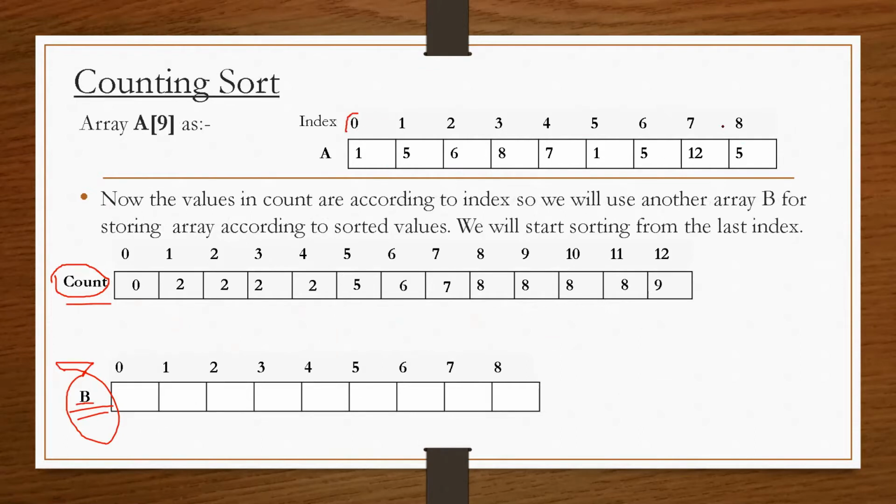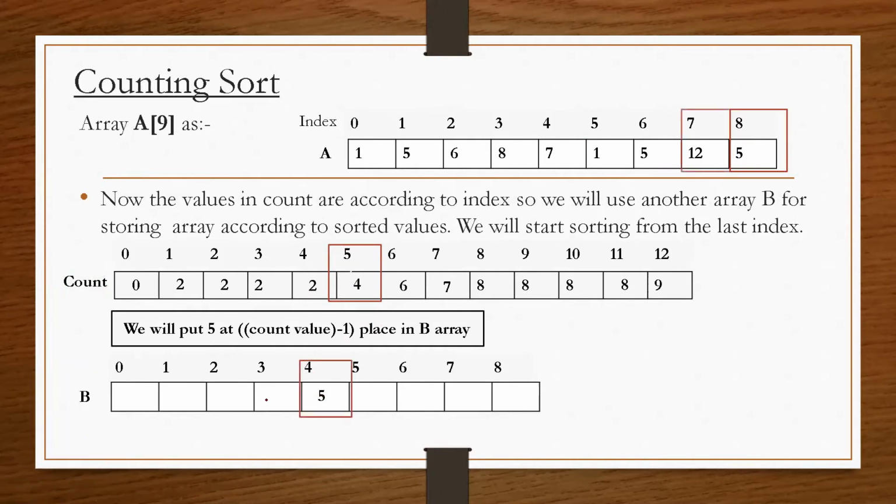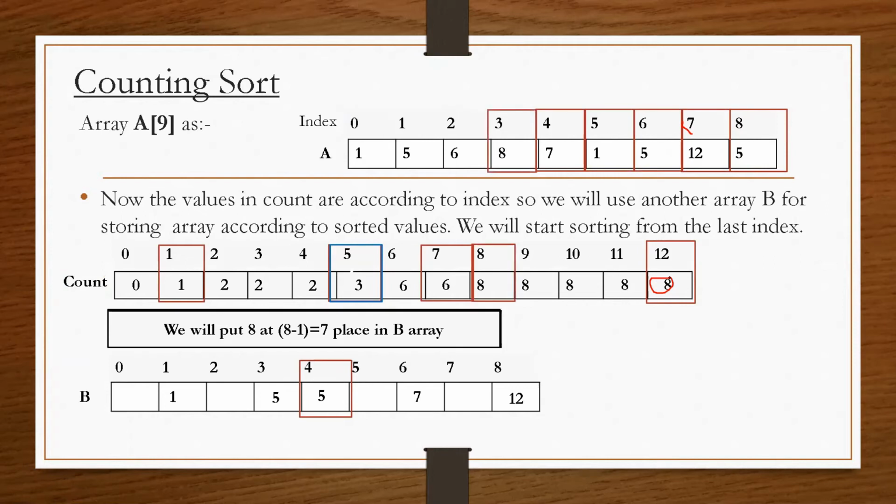We will start from the last index, which is 8. At index 8, our element is 5. Count 5 has value 5, so we do 5 minus 1, which is equal to 4. We will place the 5 at index 4. Same like that we will proceed further for the other elements. Like at index 7 we have element 12. Count 12 has value 9. 9 minus 1 is 8, so at index 8 we will place 12. Same like that we will proceed further and place the other elements accordingly.